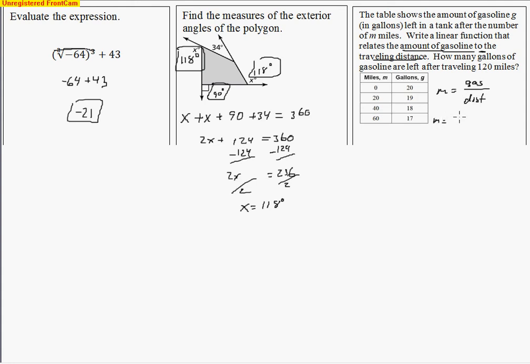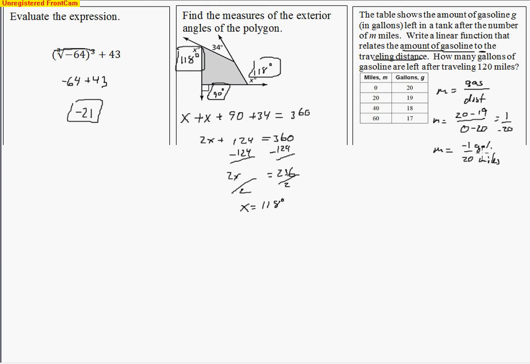So the gasoline consumed, so 20 minus 19 all over, and then since I start with the 20, I got to start with the 0. 0 minus 20. So I see this number is going to be 1 over negative 20. So what that means, it might be easier to see it the other way, negative 1 over 20. That means negative 1 gallon of gasoline. So you're losing 1 gallon of gasoline for every 20 miles is what that represents.